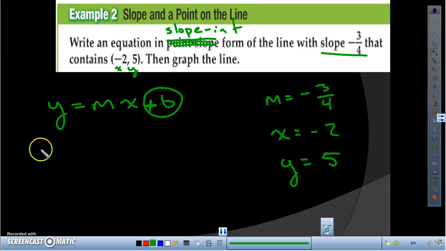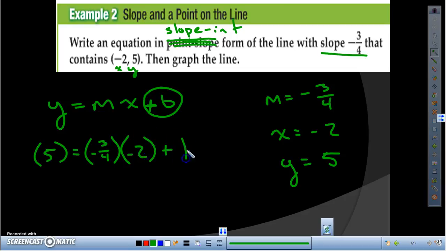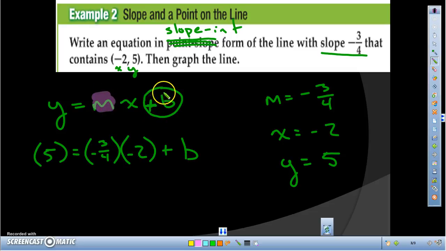Okay, so y is equal to m, which has a value of -3/4, times x, which has a value of -2, plus b, which is the value that I'm trying to find. Remember, in the beginning I told you to write an equation in this form, we need the m value and we need the b value. Okay, well, they gave me one out of the two. I have to find the other.